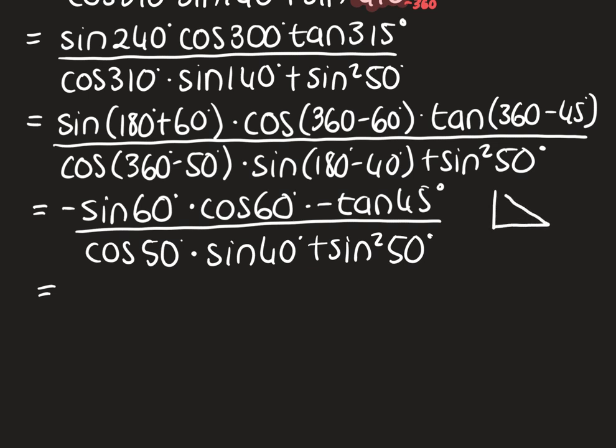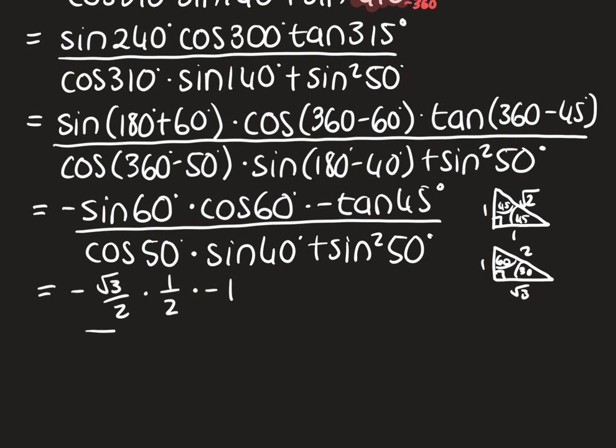The special angles or special triangles we need to remember are your 30, 60: that's 1, 2, root 3. And then you've got your 45: 1, 1, root 2. Okay, so sine of 60 becomes minus sine of 60, opposite over hypotenuse, minus root 3 over 2, times cos of 60, which is 1 over 2, times minus tan of 45, which is 1 over 1, which is minus 1.